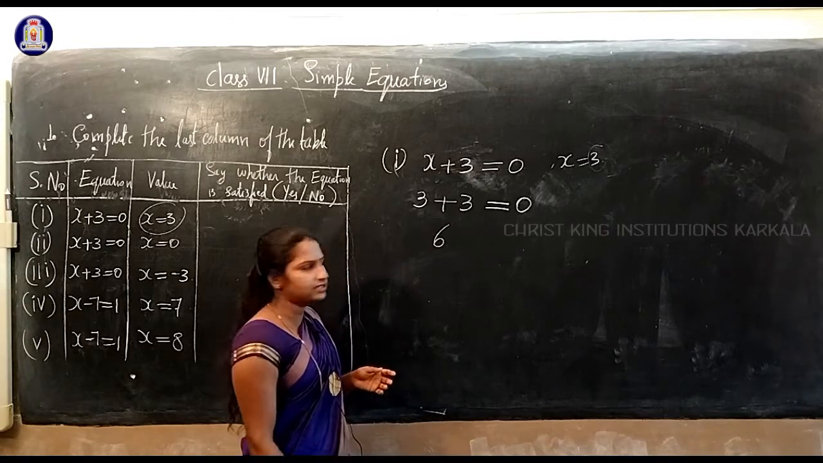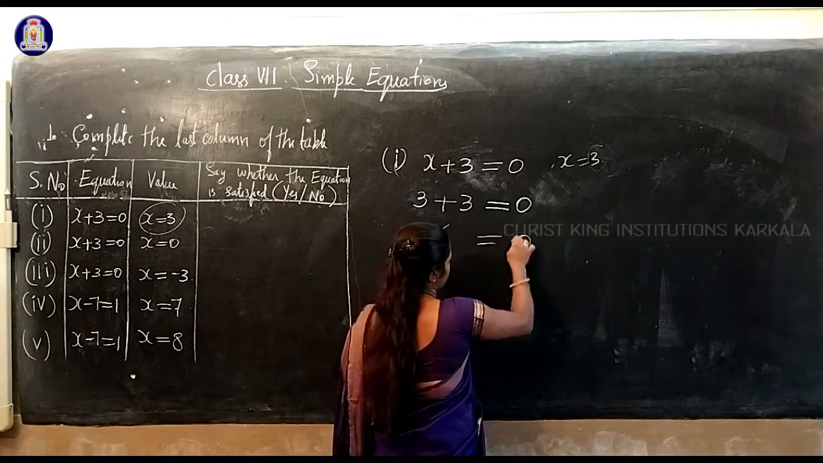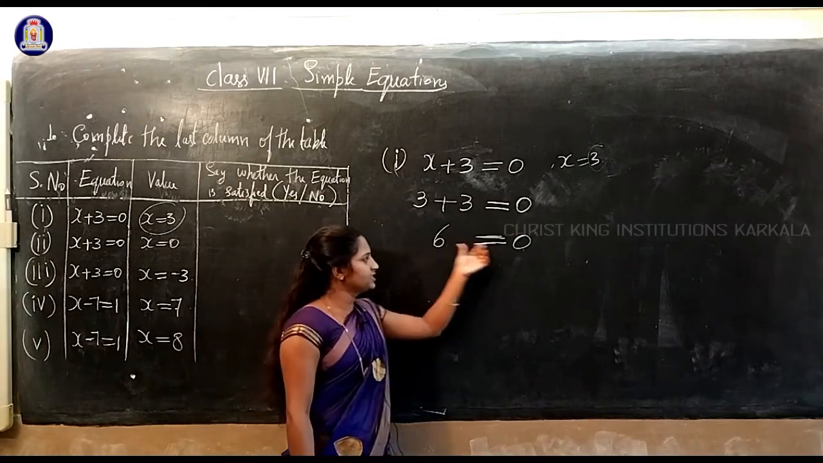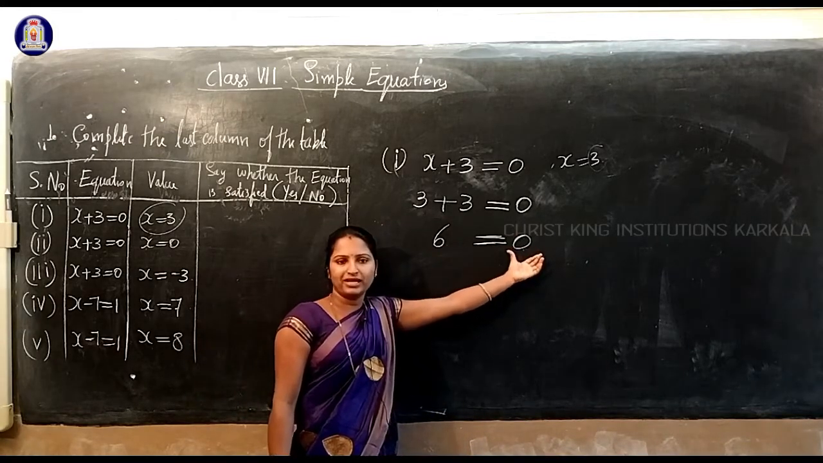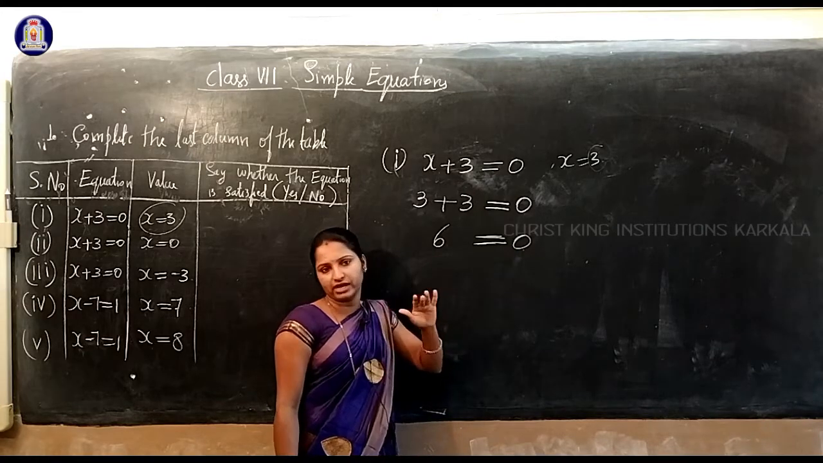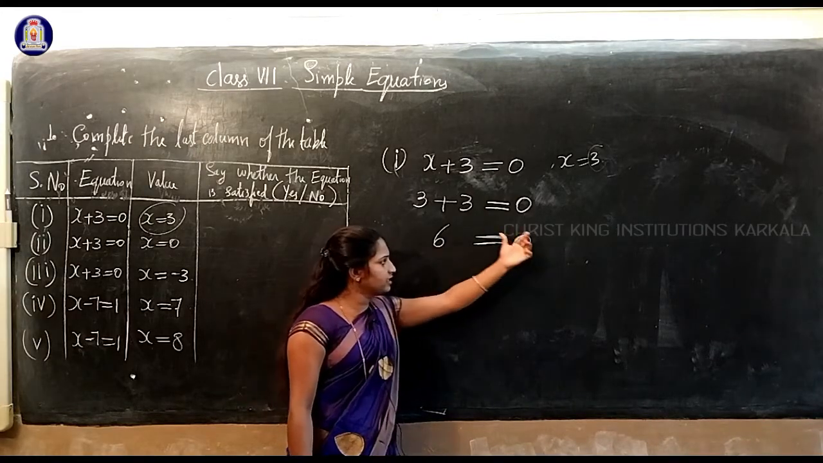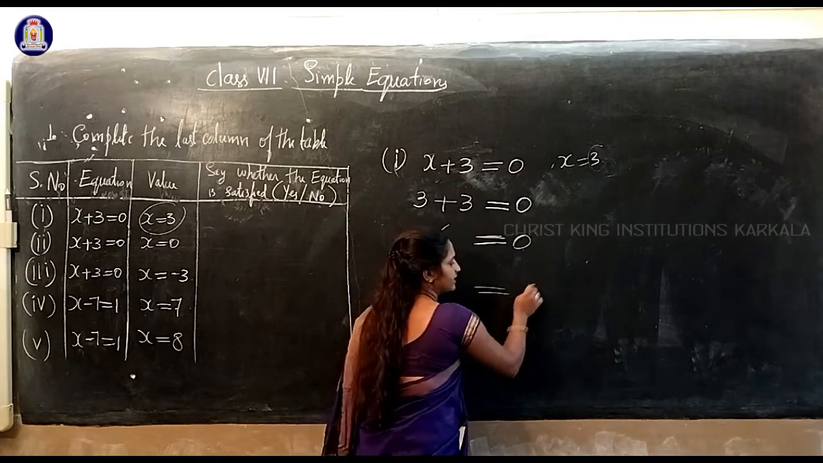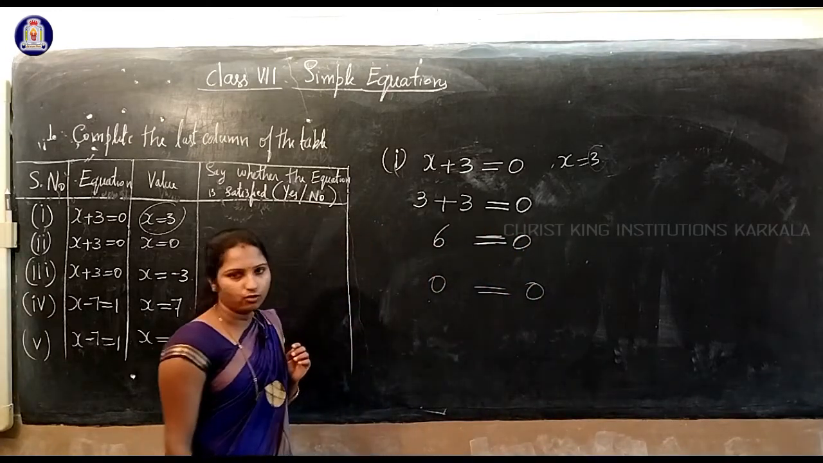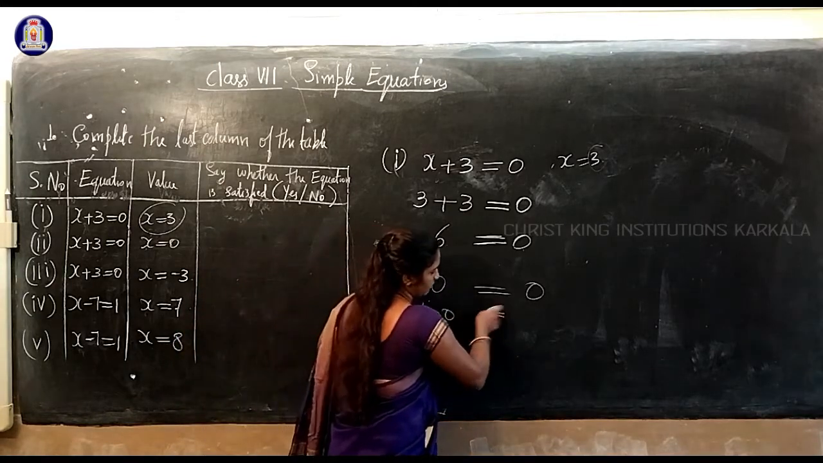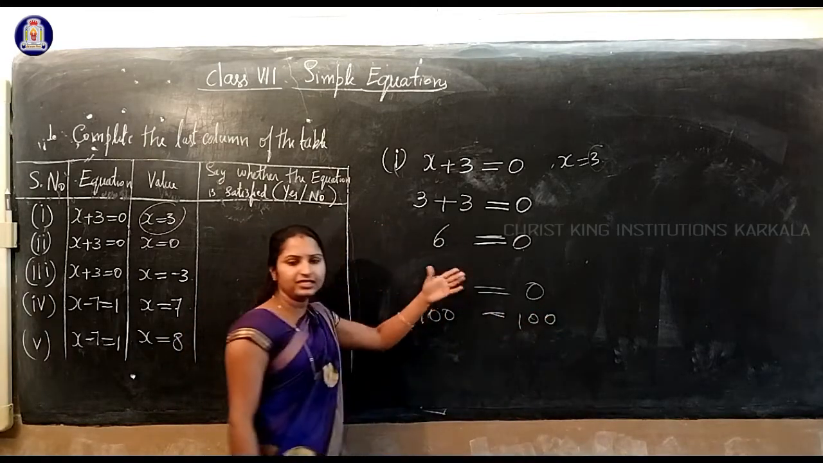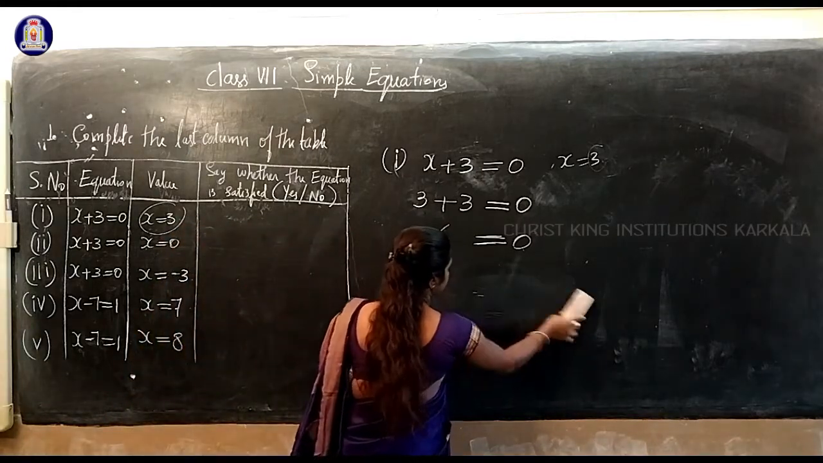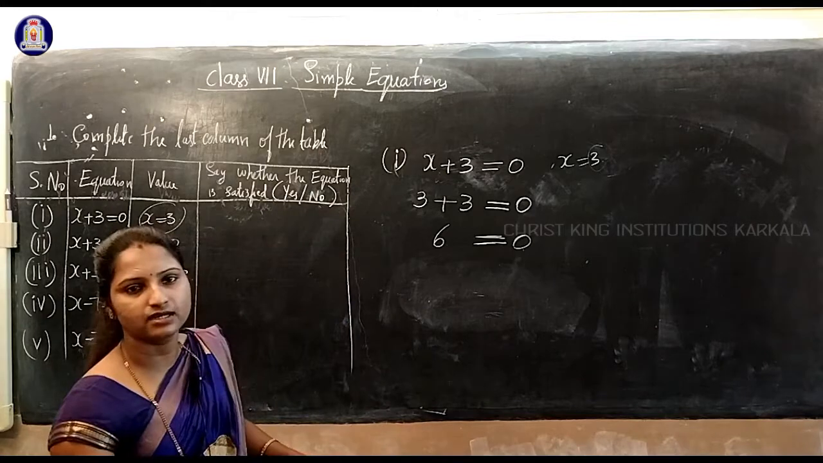3 plus 3 is 6. 6 is equal to 0. Is this equation balanced? No. Here it is 6, here 0. Balance means both sides should get the same value. Suppose here it is 6, then here also it must be 6. If the left hand side is 0, then the right hand side must also be 0. If it is 100 here, then the right hand side should also be 100. But in this equation the left hand side is 6 and the right hand side is 0.